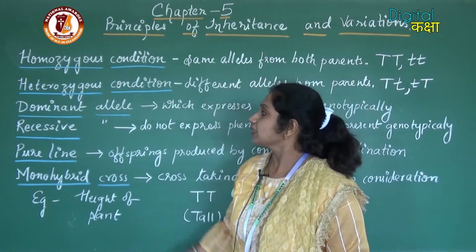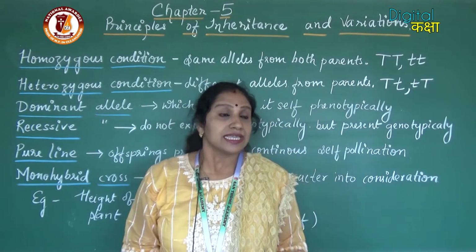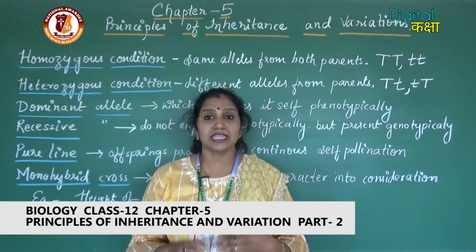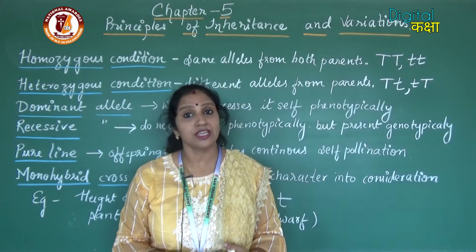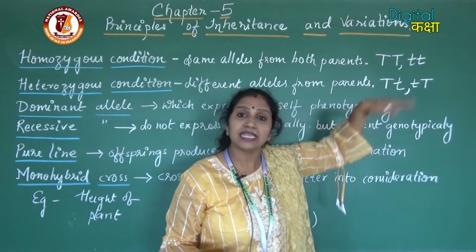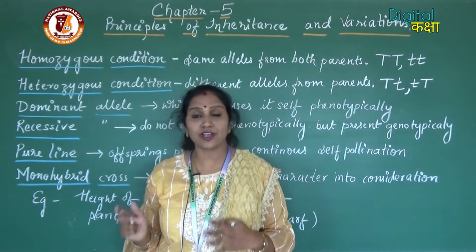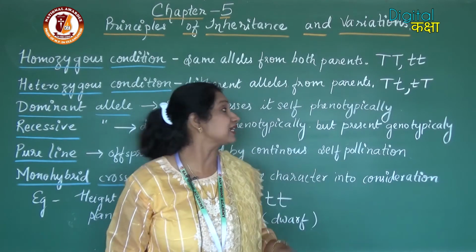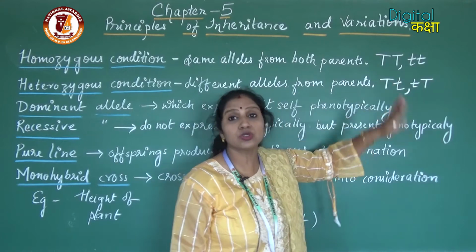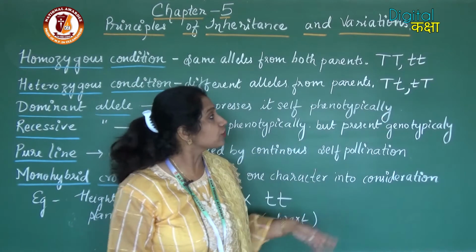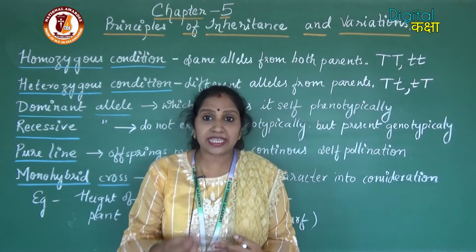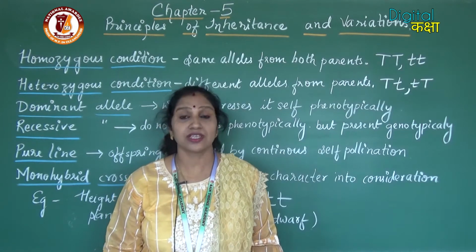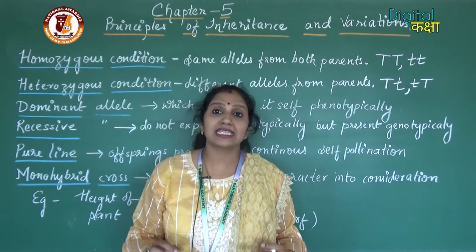Moving to the next term, that is dominant allele. In case of homozygous condition, as both the alleles are the same, they will be giving the same character to the offspring. For example, as here both the alleles are of tallness, naturally the offspring will be tall. So in case of homozygous condition, there is no concept of dominant and recessive. But in case of heterozygous condition, as two different alleles are there, the question arises: which trait will express itself, whether the tallness or the dwarfness? So here we can define the dominant and the recessive allele.